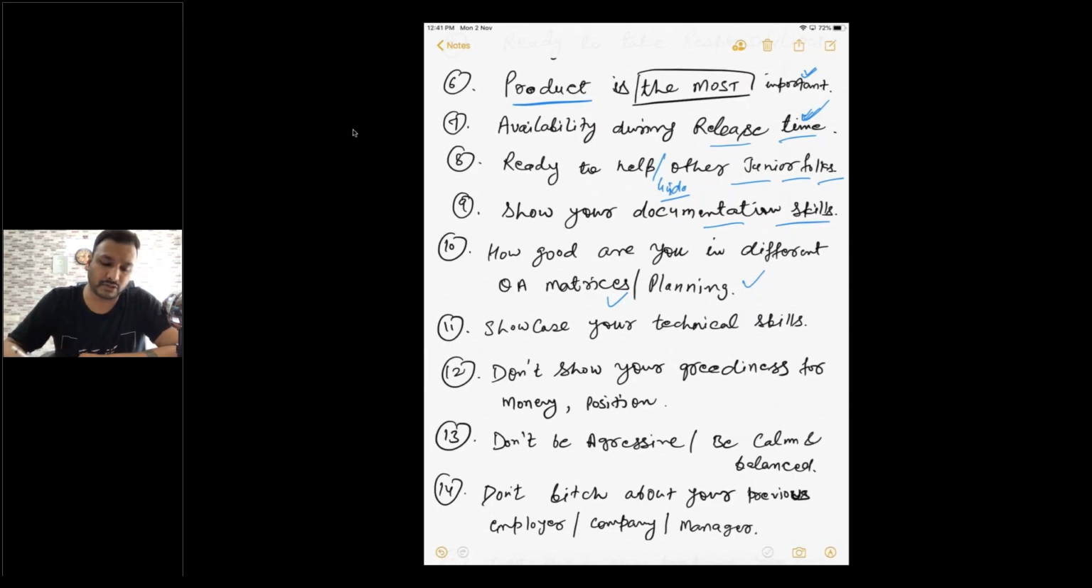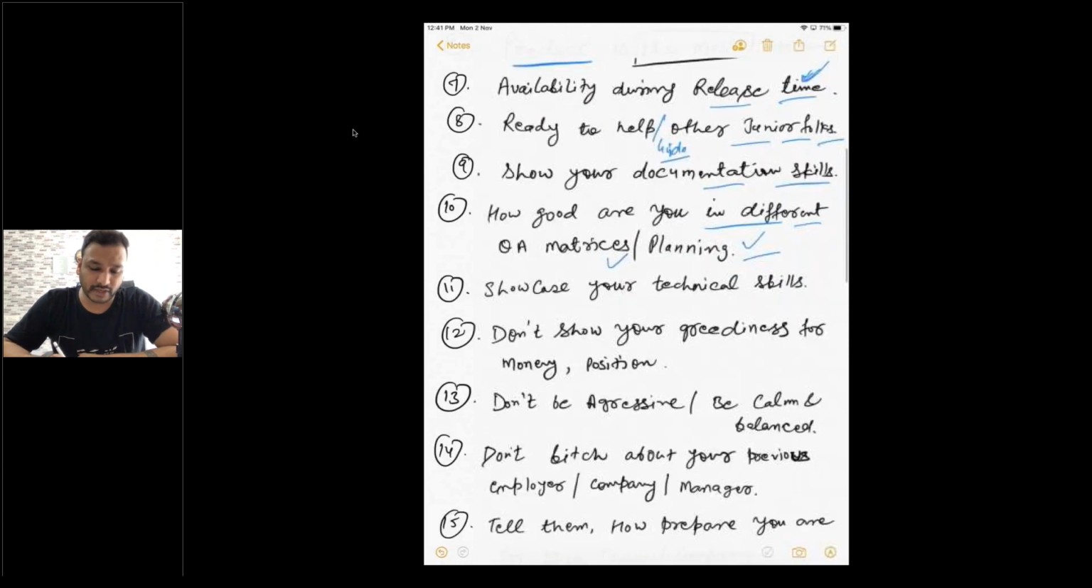So I'm pretty much sure if you're telling all these things at the time of interview, this will give a really good impression to the manager at the time of interview. Now the 11th point is to showcase your technical skills.